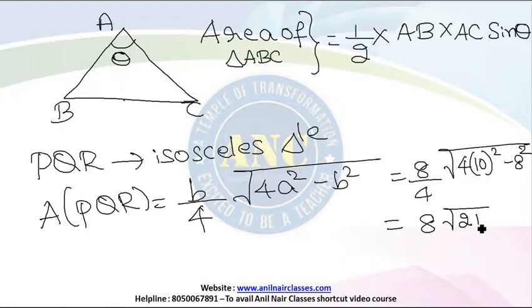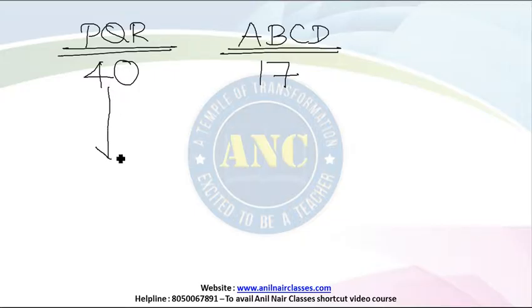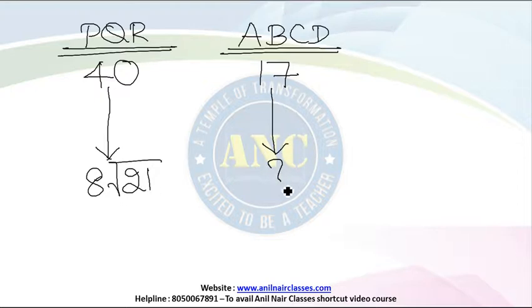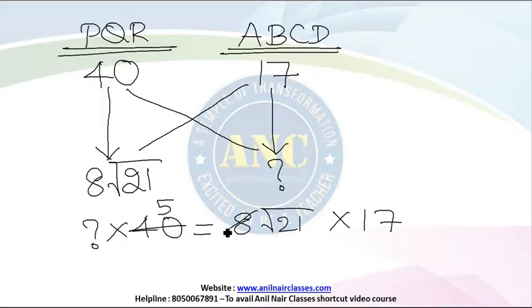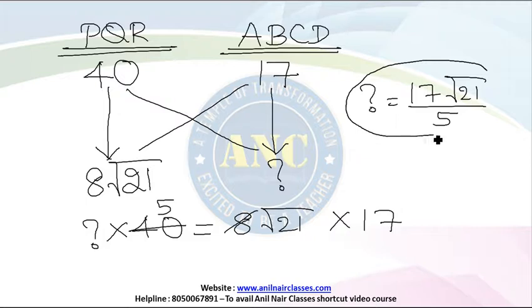That means according to my assumption PQR is 40, but the question says it is not 40, it is calculated as 8 root 21. Then what should be the calculated value according to the question for ABCD? Cross multiply and simplify. Question mark into 40 is equal to 8 root 21 into 17. So this is 40 into 1, 40 into 5, sorry, 8 into 1, 8 into 5. So finally question mark is equal to 17 into root 21 divided by 5 centimeter square.